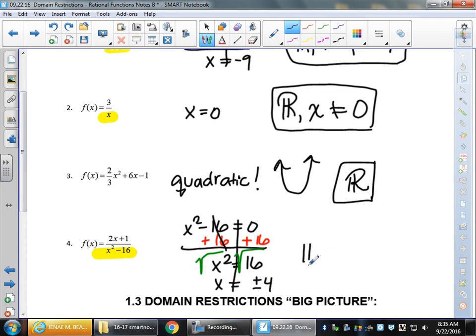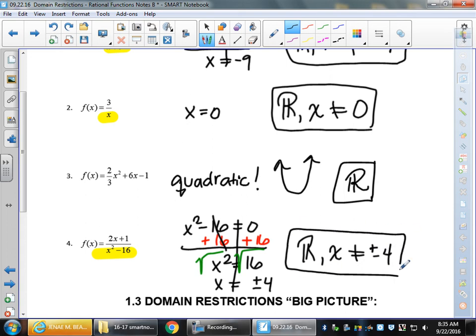So all real numbers, x, very good, x not equal to both of those numbers. This graph would be avoiding 2 numbers, not just 1.